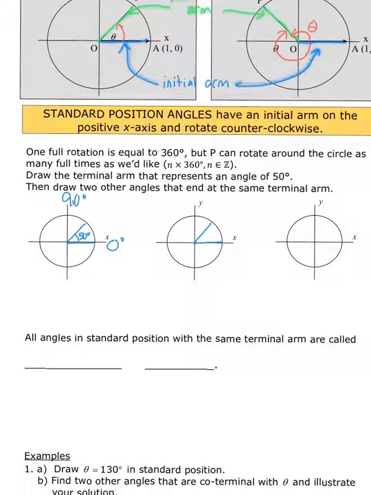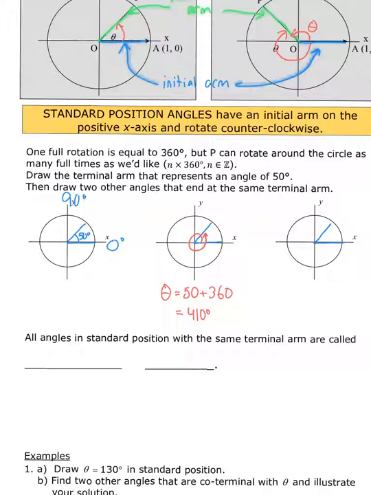To get there, the first time I just went counterclockwise by 50 degrees. So now what I could do is go around the circle one full time to get to 360 degrees and then keep going 50 degrees more to get back to that terminal arm. So I start here, go around one full time, and then keep going to get to that terminal arm. So that angle is 50 degrees plus 360 degrees, which is 410 degrees.